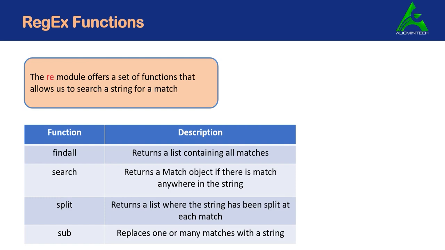Then we have a search function or search method that returns a match object if there is a match anywhere in the string. Then we have a split method or split function that returns a list where the string has been split at each match, and this split could be a space, a digit, or any character. And then we have the sub function or sub method which replaces one or many matches with a string.